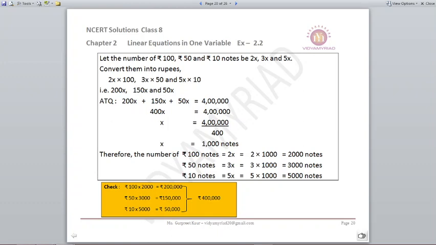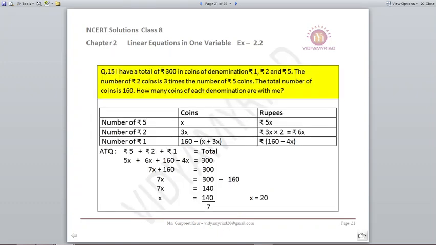If we multiply with their denominations, that means for rupees 100 we had 2000 notes, so amount is 2 lakhs. For rupees 50 we have 3000 notes, amount is 1,50,000. For rupees 10 we have 5000 notes, that means 50,000. So add them all together, 2 lakh, 1 lakh 50,000 and 50,000, total comes out to be 4 lakhs. That was the total amount which the cashier held. Let's do the next question now.